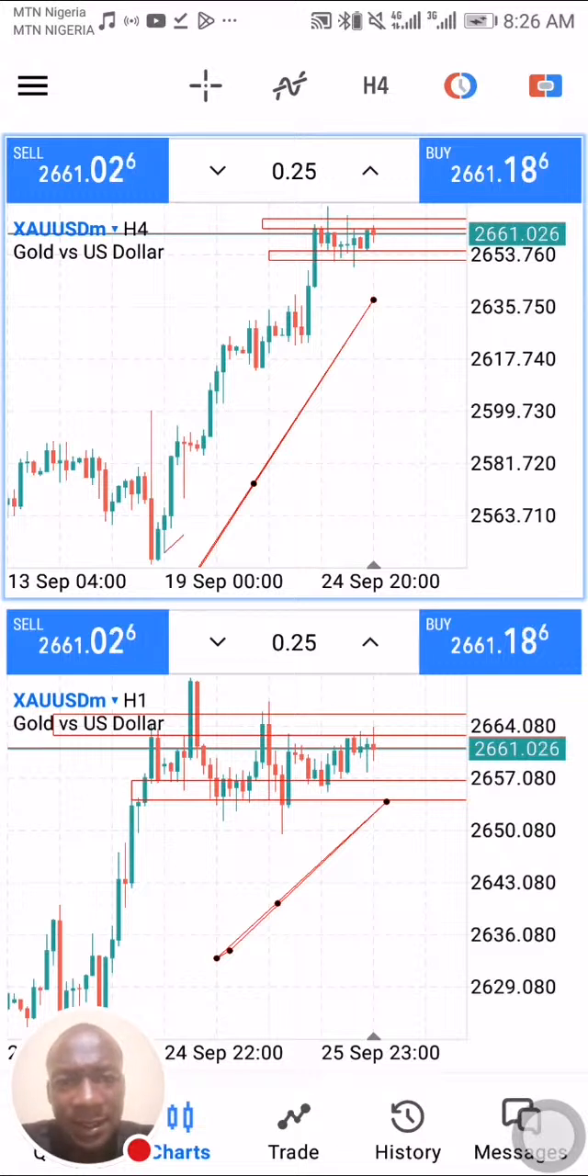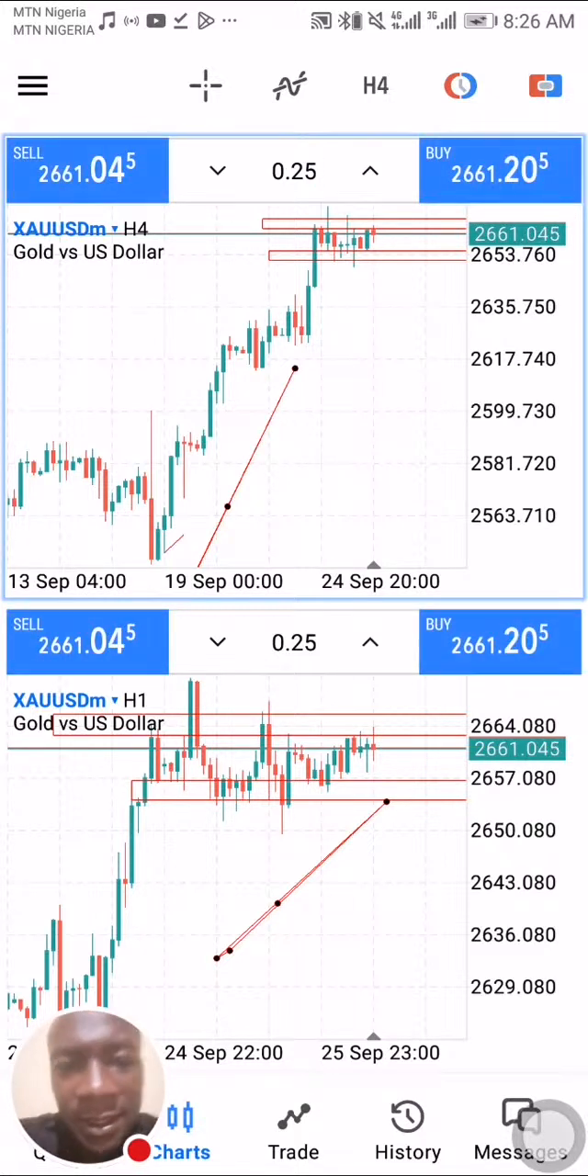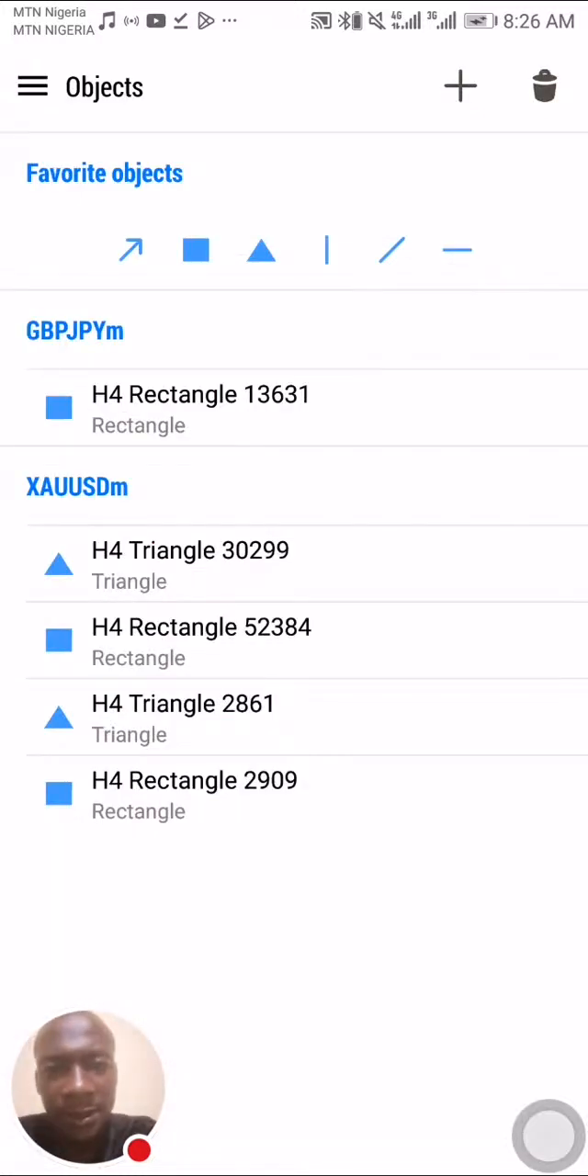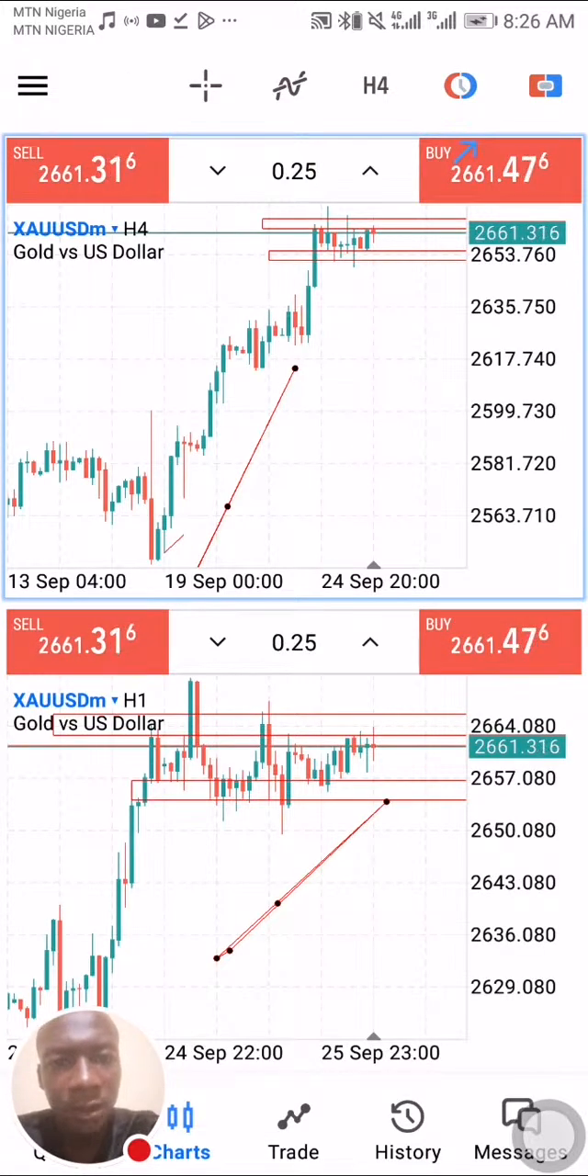So that's the analysis for gold. But let me draw the analysis for you guys. So we anticipate, as we said, a break of that level.